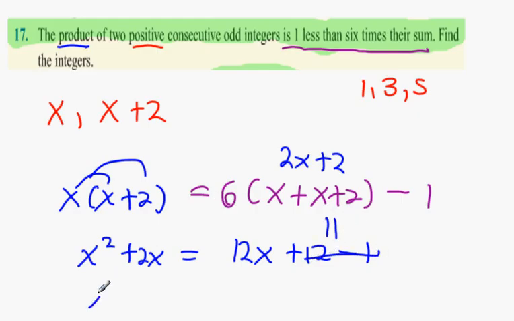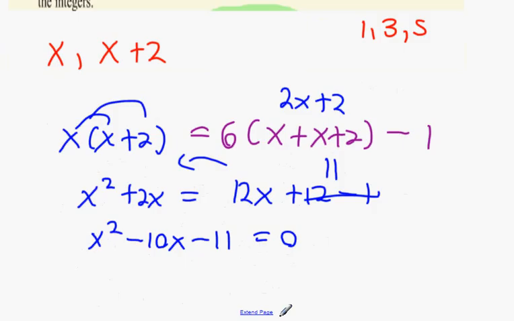Okay, bring everything over to one side. X squared, the 12x comes over, becomes minus 12x. X squared minus 10x minus 11 equals 0. Then what we're going to get here is we got to factorize. The reference number is minus 11. The reason why it's minus 11 is the first number is 1, the last number is 11, minus 11 is minus 11.